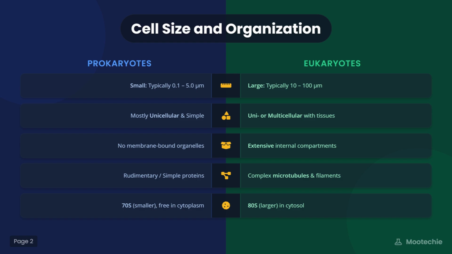Now, contrasting that with eukaryotes. Eukaryotic cells are significantly larger, typically between 10 and 100 micrometers. This larger size allows for greater complexity. They can exist as single cells or form multicellular organisms with specialized tissues. Inside, they have extensive internal compartments called organelles. The cytoskeleton, which provides structure and enables movement, is made of complex microtubules and filaments. Their ribosomes are the larger 80S type, found in the cytosol, and they also have 70S ribosomes inside some of their organelles.